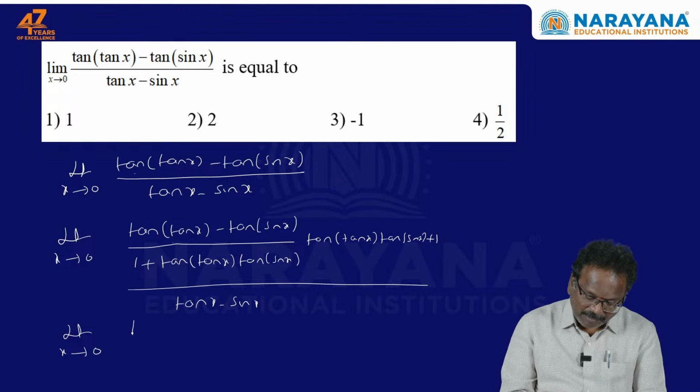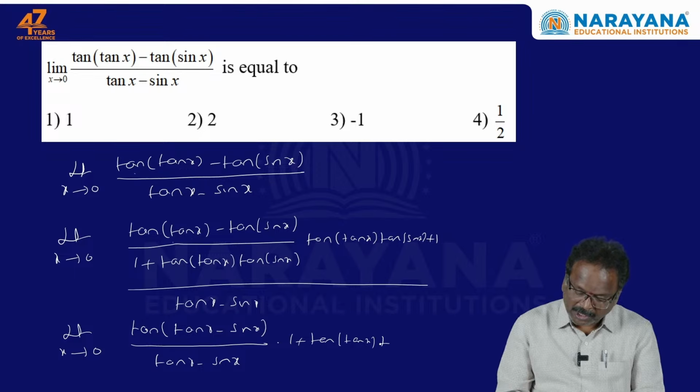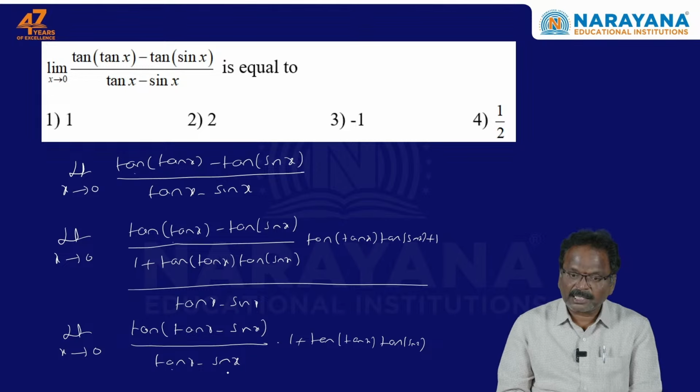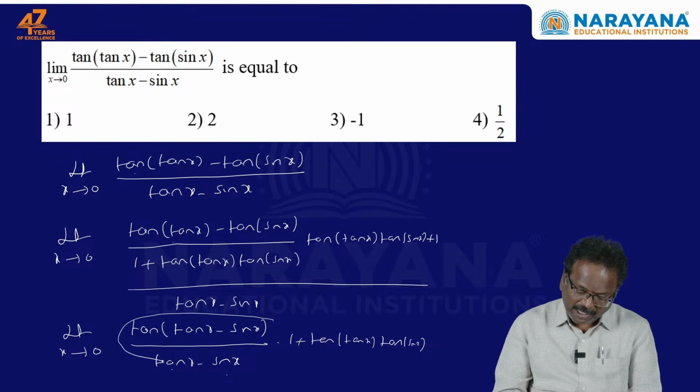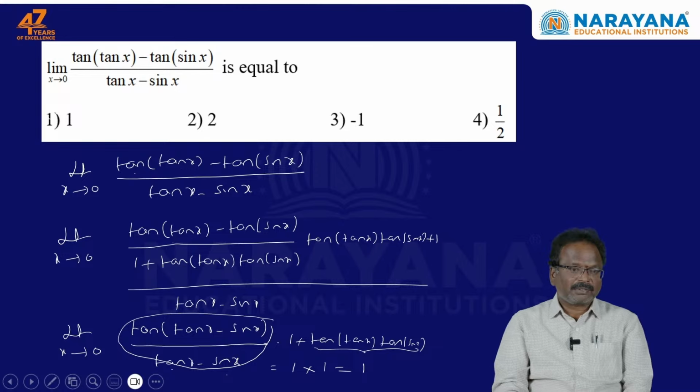Therefore, write the tan of A minus B formula: A means tan x, B is sin x, by tan x minus sin x, into 1 plus tan(tan x) into tan(sin x). Tan of (tan x minus sin x) by (tan x minus sin x) is in the form of tan theta by theta. Therefore, this value is 1. And if x is 0, this will be 0. 1 into 1 is 1. So, the limit value is 1 only. First one is the correct one.